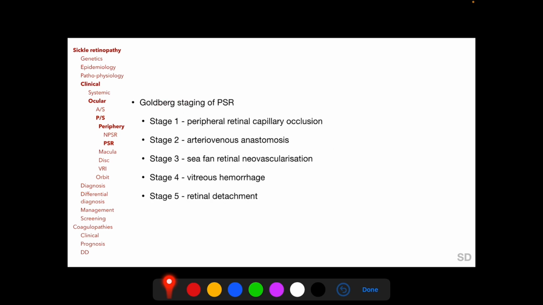The Goldberg staging system of proliferative sickle retinopathy consists of 5 stages, with stage 1 referring to peripheral retinal capillary occlusion, stage 2 referring to arteriovenous anastomosis, stage 3 referring to CFAN retinal neovascularization, stage 4 referring to vitreous hemorrhage, and stage 5 referring to retinal detachment.